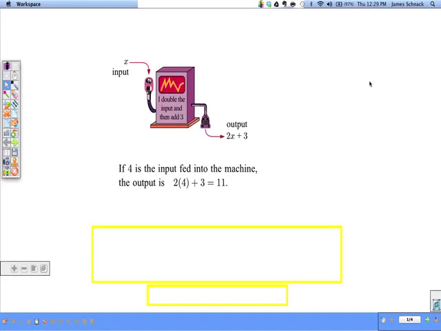So we've got this machine that we take an input, that oftentimes we call x, we drop it in, and the machine does something to it, and then performs an action, and out comes something else. So the function of this machine is to double the input and then add 3. Mathematically, we write that as 2x plus 3. So if I take a 4 and drop it in, it doubles the 4, 8, then adds 3, 11.